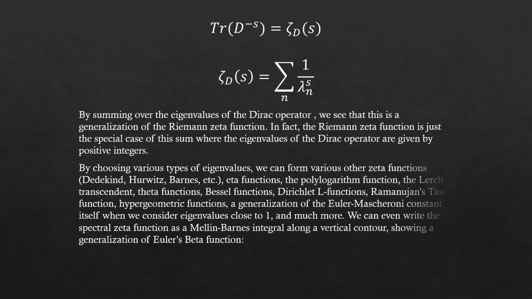And so then we can choose various types of eigenvalues. And we can form other zeta functions, Dedekind zeta functions, Hurwitz-Barnes zeta functions, etc. We can form the Dirichlet eta function and other forms of eta functions. We can form polylogarithm functions, the Lerch transcendent, theta functions, Bessel functions, Dirichlet L functions, Ramanujan's tau function, various levels of hypergeometric functions. We can even generalize the Euler-Mascheroni constant itself when we consider eigenvalues modulating around 1. And we can even write this as a Mellin-Barnes integral along a vertical contour, showing a generalization of Euler's beta function.